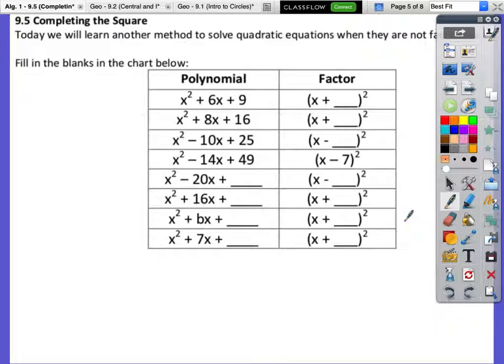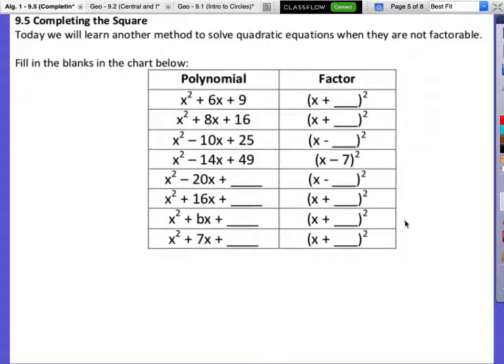So for starters, if we have this polynomial x squared plus 6x plus 9, we can factor that. Okay? How would we factor a trinomial? Make the x chart. Look for a GCF and then we make an x, right? Okay, do we have a GCF? No, we don't have a GCF for any of these actually.